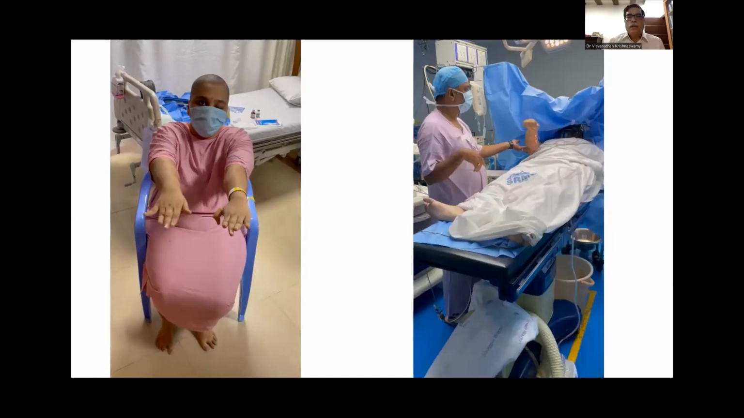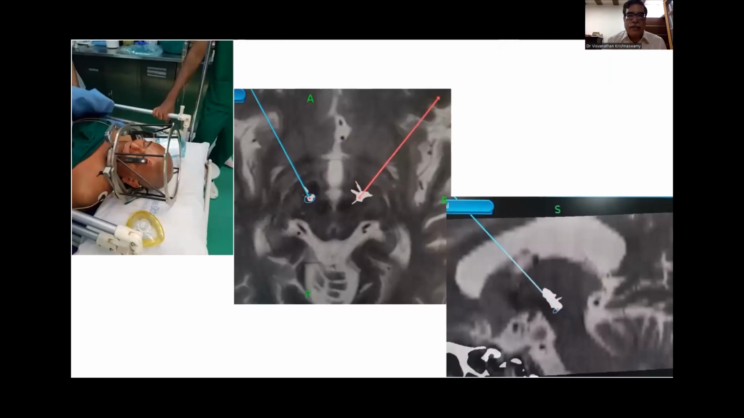We record both the MER signatures and the clinical response during surgery in each of the tracks, and then we choose which track has the better recording and the better clinical response with the least amount of side effects. We choose that to implant the permanent lead. Once the permanent lead is in place, the patient is wheeled back to the CT scanner, and the CT is superimposed on the previously planned MRI to find whether the electrodes are perfectly in position.